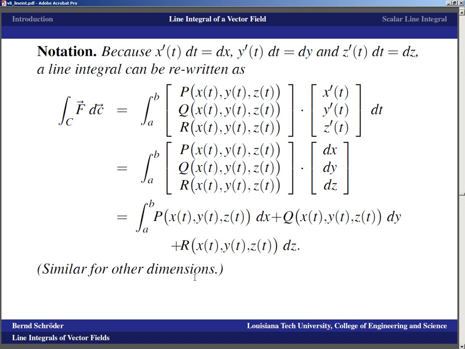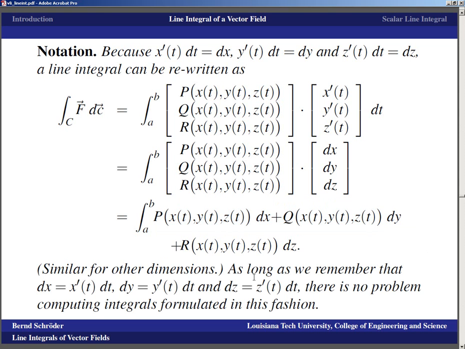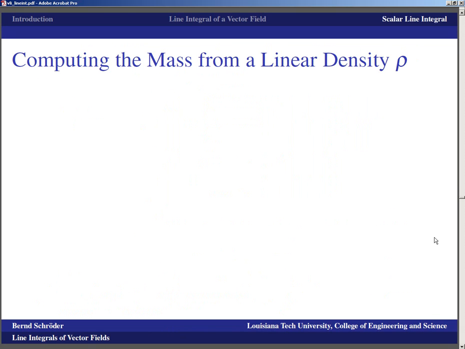Alright, and that's of course similar for other dimensions, specifically in 2 dimensions. Of course you don't have the z component, and so you would just have this formula, which is very common actually. And so as long as we remember that dx is x prime dt, dy is y prime dt, and dz is z prime dt, there is no problem for us to compute integrals formulated in this fashion. And when integrals are formulated in this fashion, typically this is what you have to do in order to translate them back to something that you can compute directly.